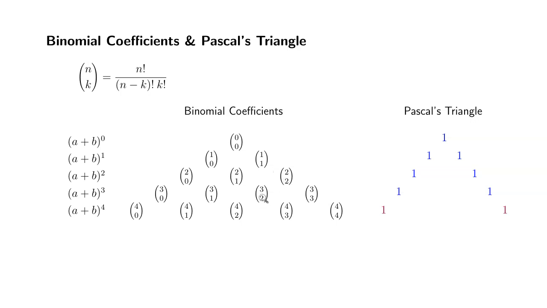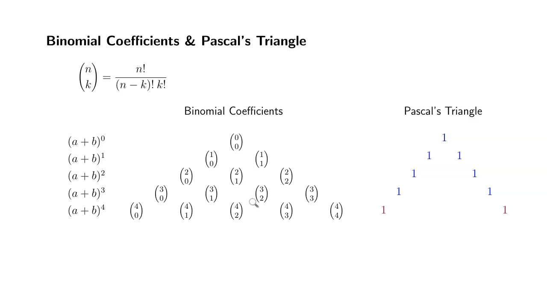3 choose 2 is the number of ways to choose two elements out of three elements. There are two ways to do it. You can choose one element from the first two, then choose the third one. Or you can choose two elements from the first two and not choose the third one. So 3 choose 2 is always going to be the sum of 2 choose 1 and 2 choose 2.